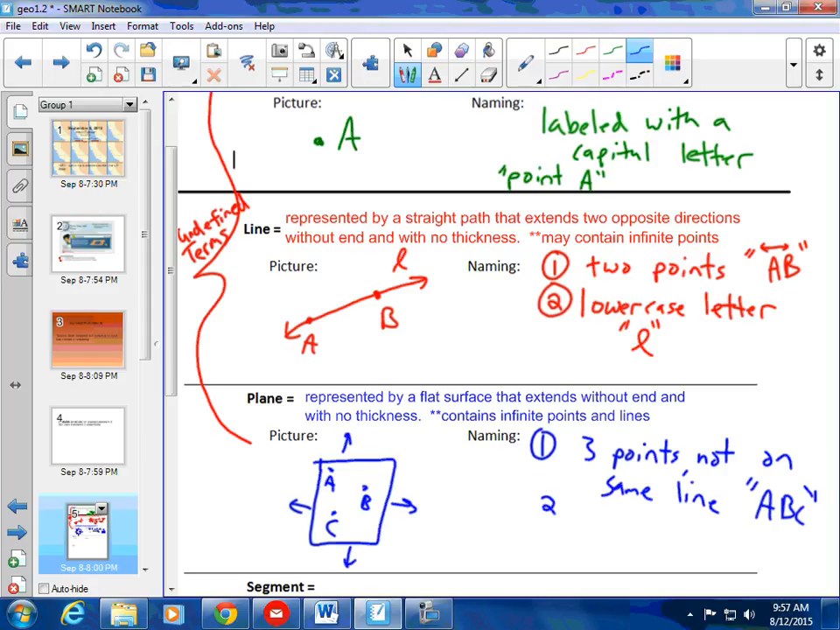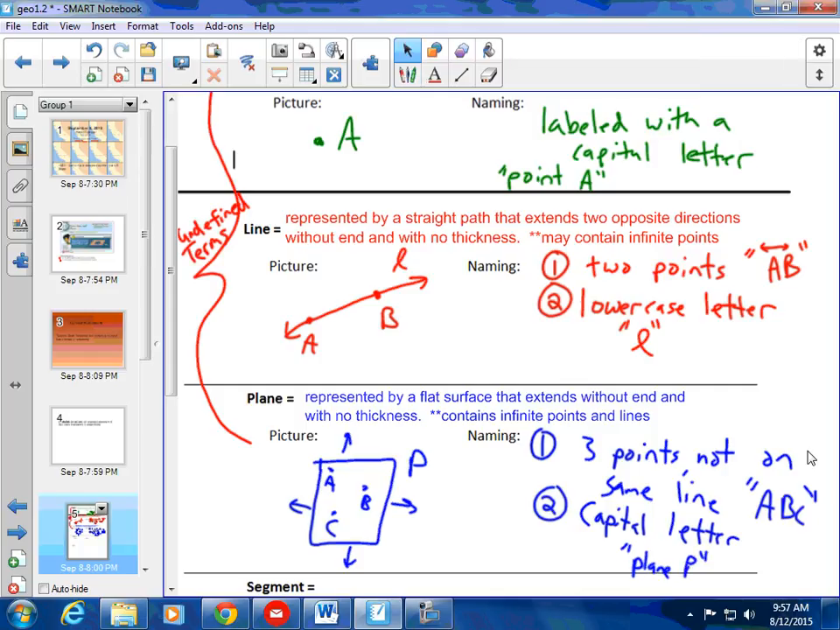The other common way is just with a capital letter. Again, this is kind of like a point, but you can also label a plane with a capital letter. So if you want to label it out here, we'll say this is plane P. All right, so that is a plane. Now these are the three undefined terms that are used a lot actually in geometry, so get used to them. Get used to using them, get used to seeing them.